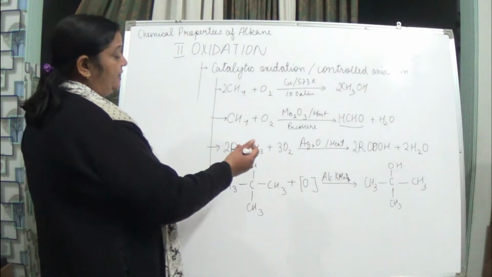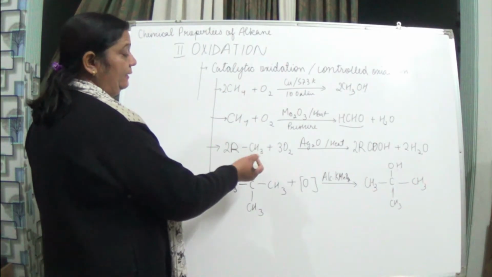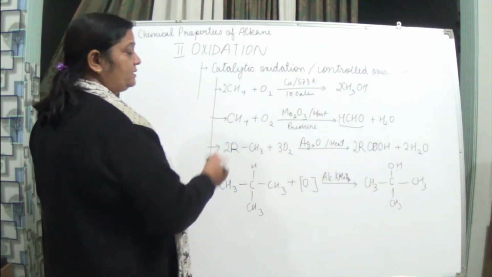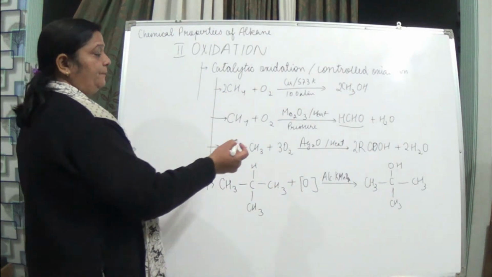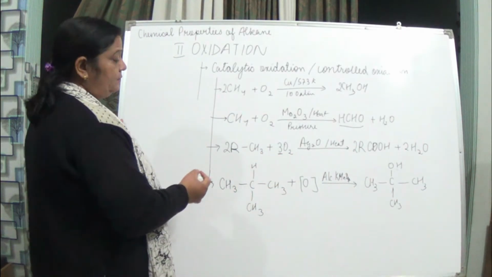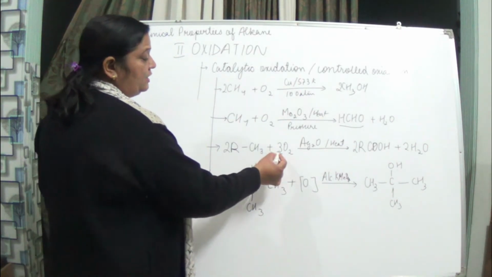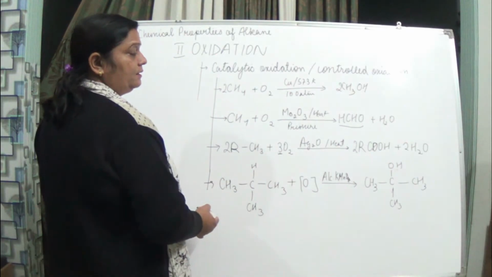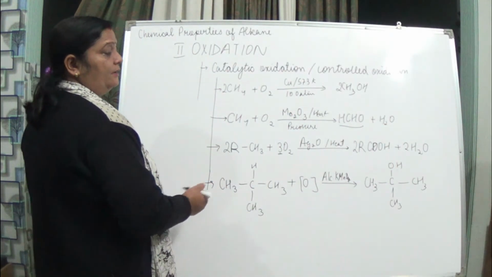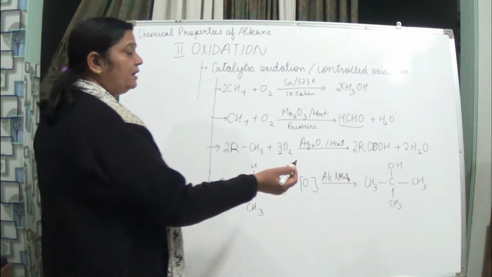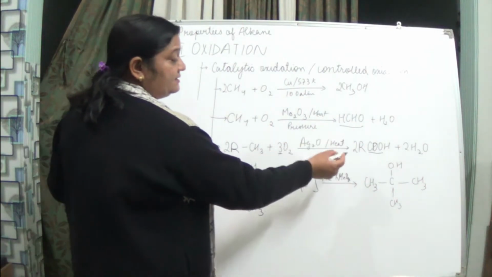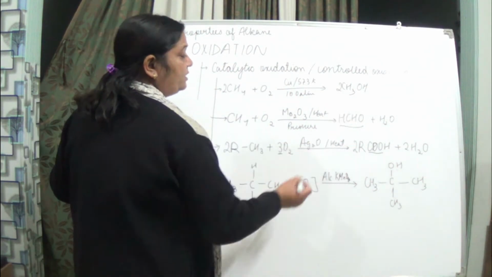Now if we are taking any alkane and adding oxygen, you have to keep the molecules in mind here. So 3O2 is taken, and the reagent used is silver oxide. We are heating it, and here we are getting an acid, plus water is released.